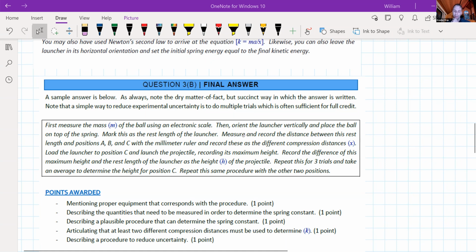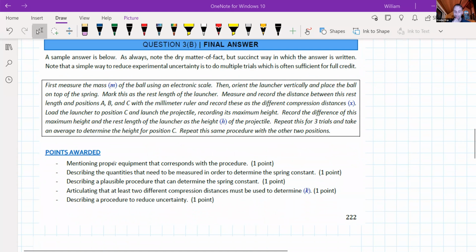So notice how I answer it, and then look at the partial credit. 1 point, proper equipment. 1 point, the measuring all the quantities. Another point, plausible procedure. So this one is looking for a little bit more sense.